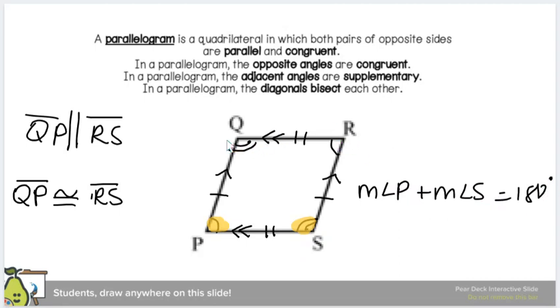Angle Q and angle R would be 180. Angle R and angle S would be 180. Any angles that are next to each other will always be supplementary.